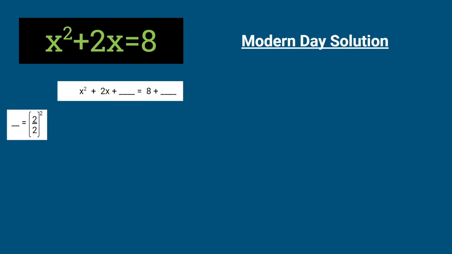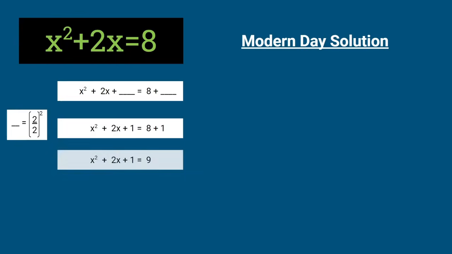To complete the square, we will add the new number to both sides of the equation, and on the left-hand side, we now have a quadratic that is a perfect square, and on the right-hand side, we have a total area of the bigger square, which is 9.